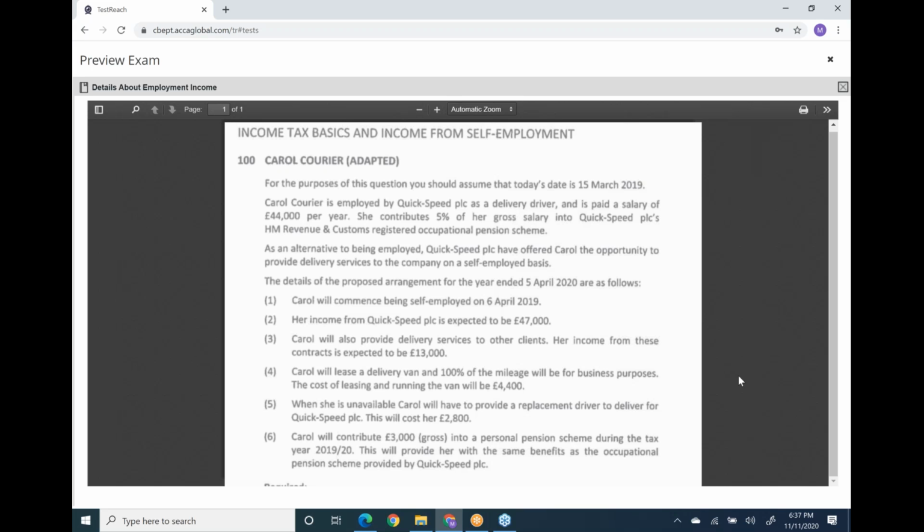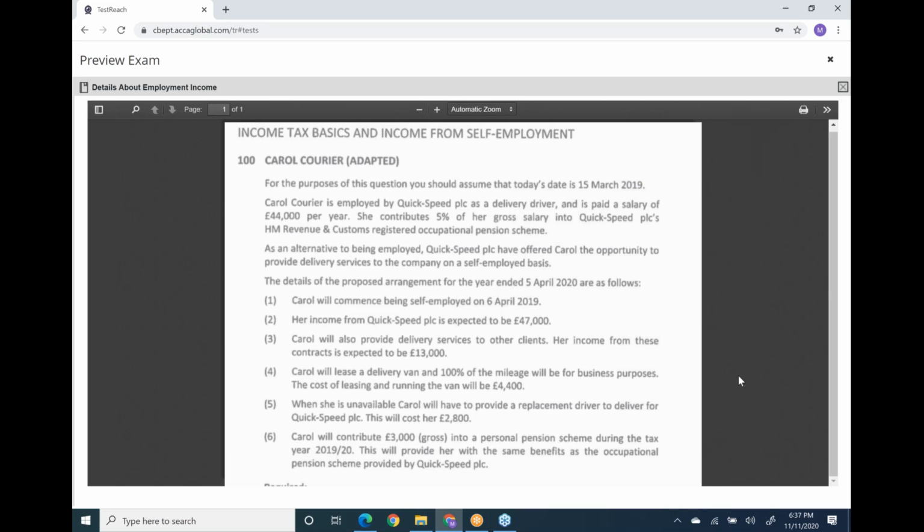Now, the details of the proposed arrangement for the year. Now, this teacher, just think of it, in reality she's a driver. You can think of her like a teacher. Now, the second option: she can work as self-employed. Carol will commence being self-employed. That means the business will start on 6th April 2019. And they have given the year end as 5th April 2020.